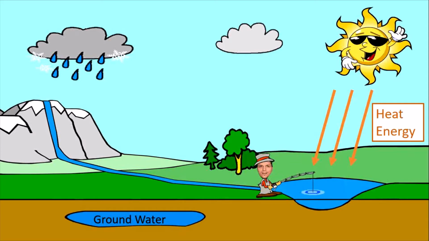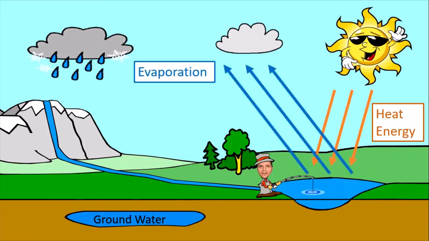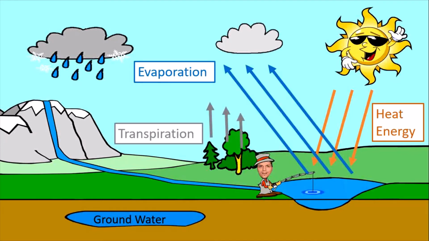It's the reason that we have rain, snow, things like that. The sun is really the driving force for everything on the earth. So when the sun gives energy to the water, it causes it to evaporate. And this is where water droplets, or water molecules, I should say, float up into the air. Transpiration is when trees or other plants actually give off water vapor through their leaves.